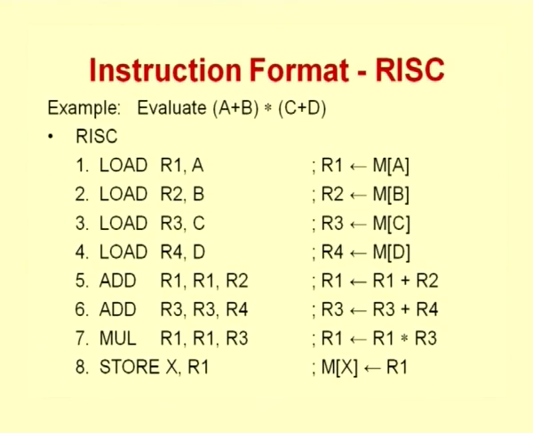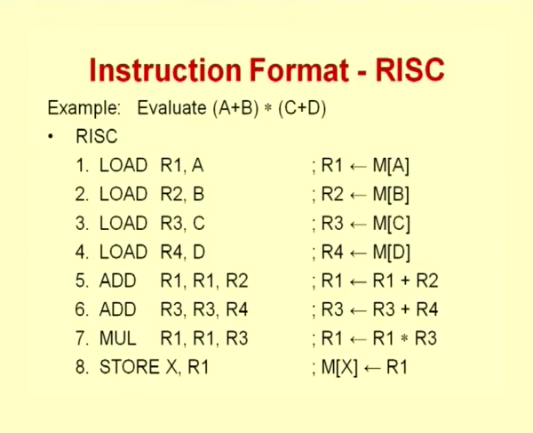This is again an example of the same A plus B into C plus D using a typical RISC based architecture. Remember, RISC based architecture is again a general purpose register architecture. I will have lots of registers. The only thing I will make sure is all my memory access operations are done only by using loads and stores. If I use this kind of architecture, this is what my instruction sequence will look like.